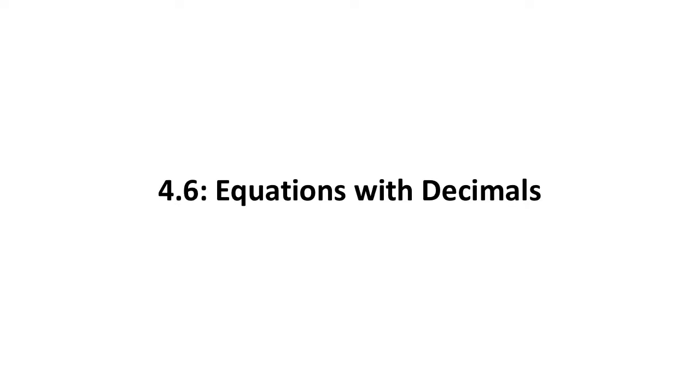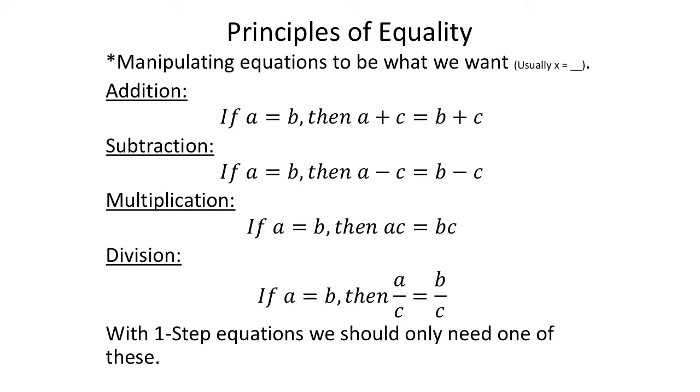So equations with decimals are just like regular equations, nothing really changes. It's just now we're working with decimals. So we still have the principles of equality. Whatever you do to one side of the equal sign in operation, you need to do the same thing to the other side of the equal sign so that we don't change the balance of equality.